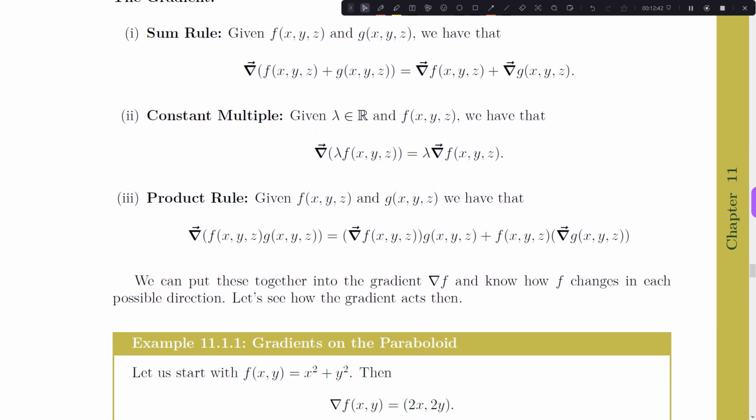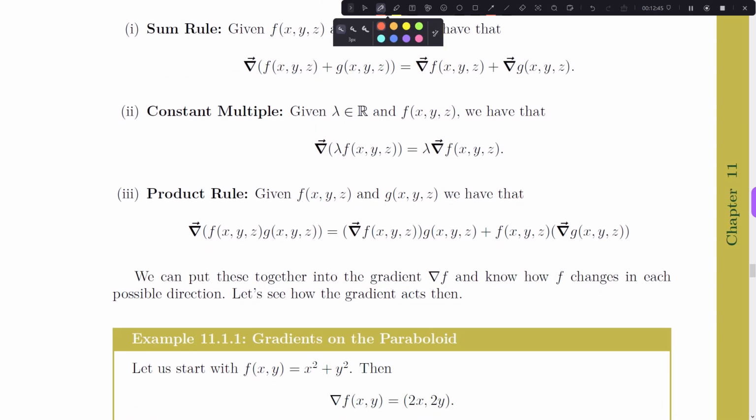All right, so the paraboloid is not too difficult to calculate gradients of, right? Because the partial with respect to x is going to give me 2x, and the partial with respect to y is going to give me 2y, so the gradient is very clearly (2x, 2y).